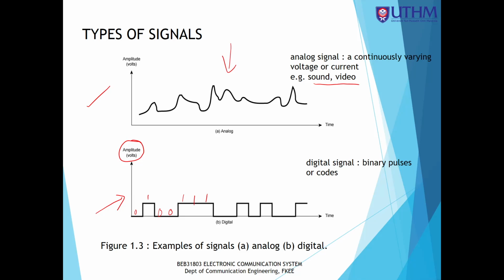Okay, you're going to see later that there are a few advantages when we use the digital signal, where we can transmit at longer distance. So now, in the modern communication system, we normally use the digital signal.